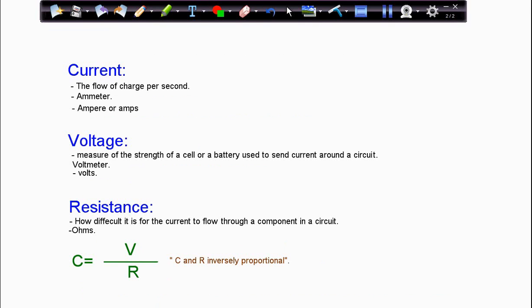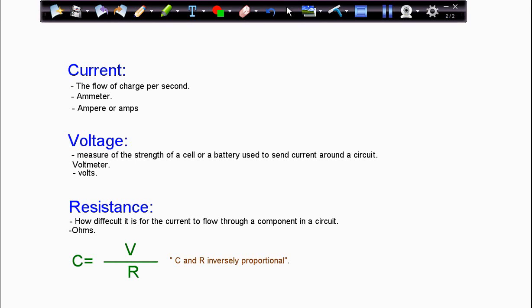What is a current? Current is the flow of charge or electrons per second. And we use an ammeter device to measure the current and ampere or amps as a unit. Voltage. Voltage is a measure of the strength of a cell or a battery used to send current around the circuits. Voltmeter is the device and we measure it with a unit called volts.